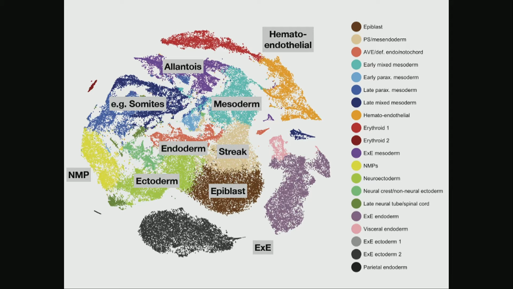Because we've captured whole embryos, we also have extra-embryonic tissue, which is present in these two groups of cells here. And then there are a number of other embryonic clusters which have very distinct transcriptomes, for example, cardiac muscle.